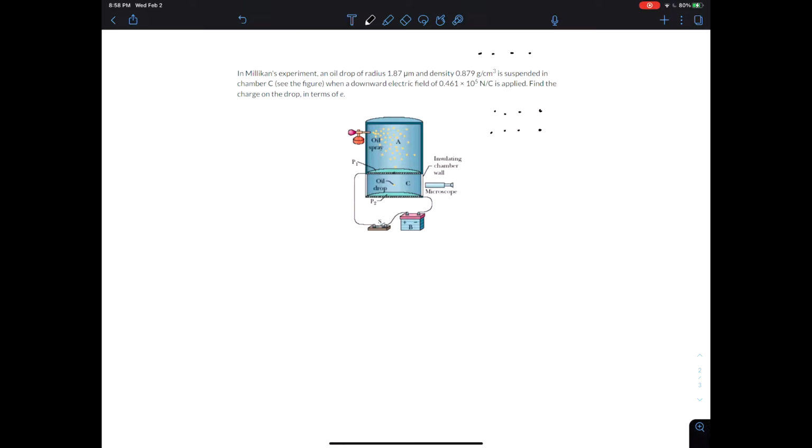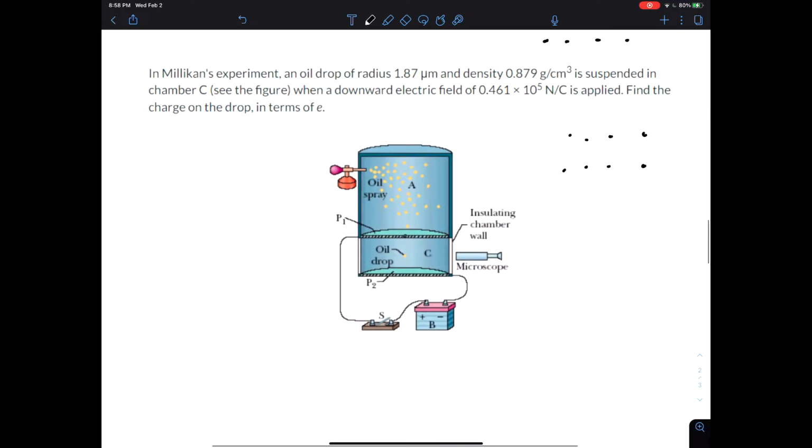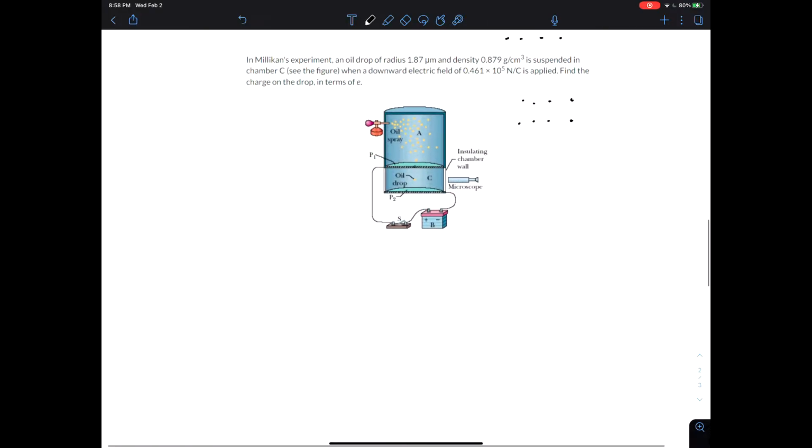Hello, here we have problem 5 from chapter 22. Here is Millikan's experiment. He used an oil drop inside this chamber and suspended it when a downward electric field was applied. Find the charge on the drop in terms of e.